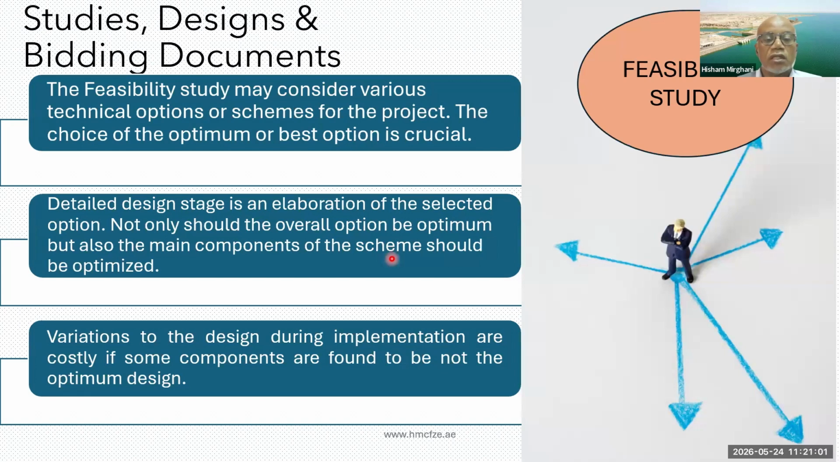have been optimized. Normally, the detailed design is just an elaboration of the scheme that has been chosen at the feasibility study. So if there is any shortcoming in any of the components, and this is not detected during the detailed design, then this would carry forward to the implementation. It can be detected during implementation, and then you would have very expensive variations because the employer would have lost, of course, the competitive advantage that he had during the bidding process. So this is just a practical tip for the feasibility study.